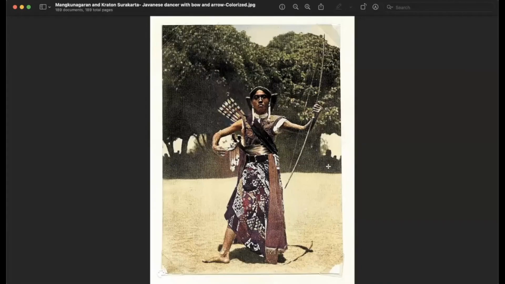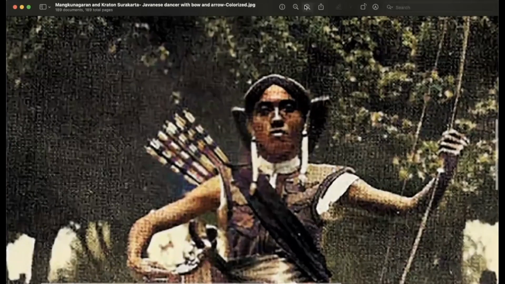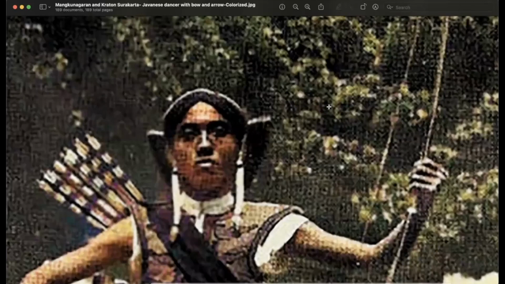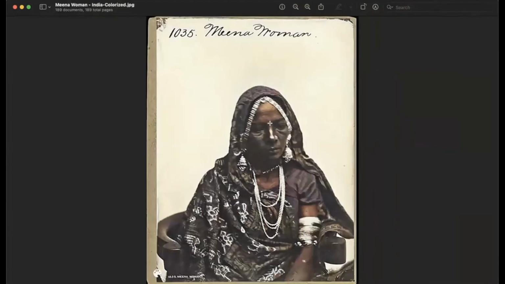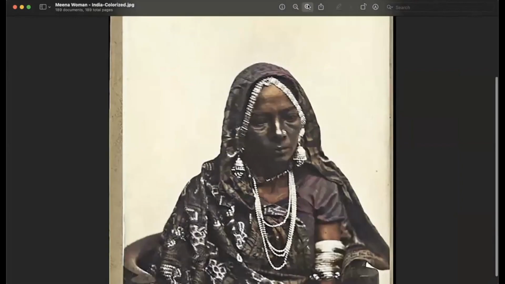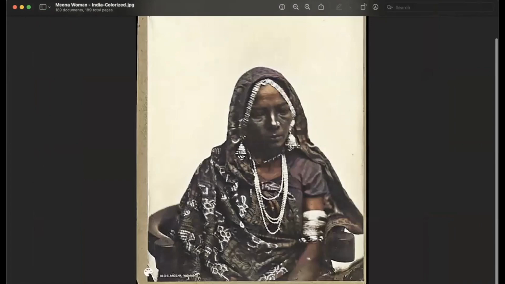This is a Javanese dancer with a bow and arrow. It says Mangkunegaran, Kraton Surakarta. A Javanese dancer with a bow and arrow. All right, you guys can see. So swarthy, so-called Negro, Javanese, indigenous person. Here we have a Mina woman from the Mina tribe in India, a Hindu. She is very dark complexion, looking like the Black Marys, right?